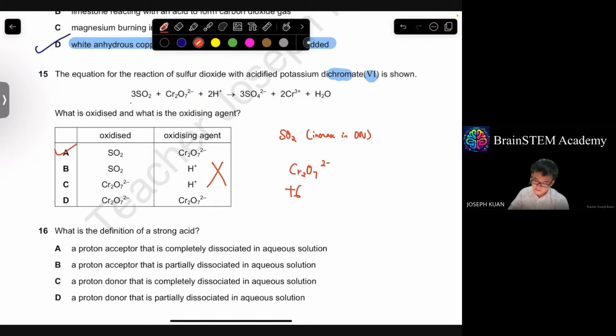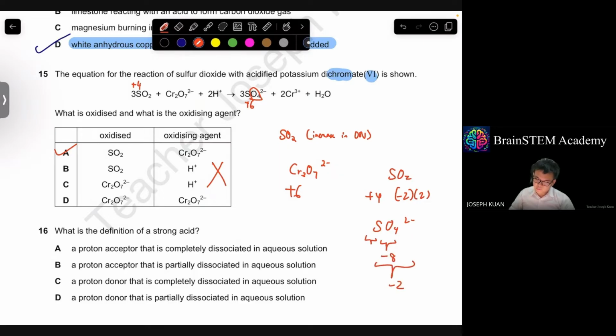And then sulfur dioxide. The sulfur's oxidation number is +4, because oxygen is -2 each. So this one is +4, and it turns into +6. Because -8, sorry, let me analyze here together. This one is -8, altogether -2. So sulfur must be +6. So A is the answer.